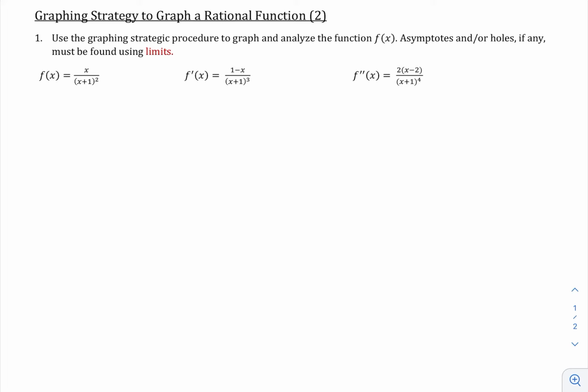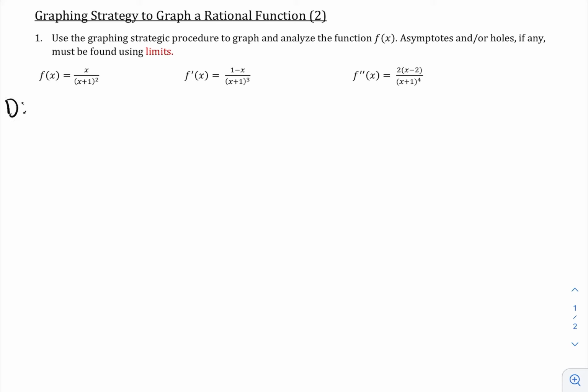They give us the original function f of x, they give us f prime, and they give us f double prime. So instead of us having to take the derivative, we can really focus on finding the information about the graph. So let's begin with f. The first thing we do is look at the domain.